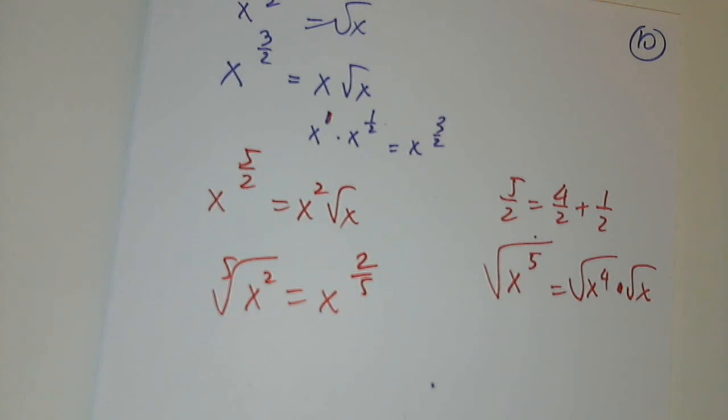Okay. So that's why this one is 3/2, greater, a full x and a square root of x. This one has 2 full x's and a square root of x. 7/2 will be 3 full x's and the square root of x. But 2/3, nothing. 2/5, nothing.